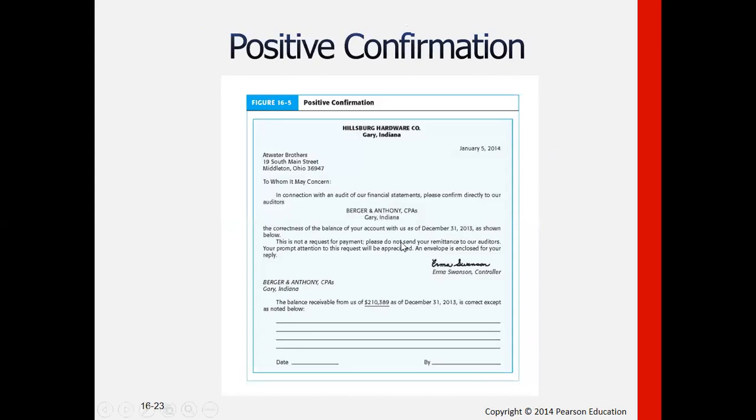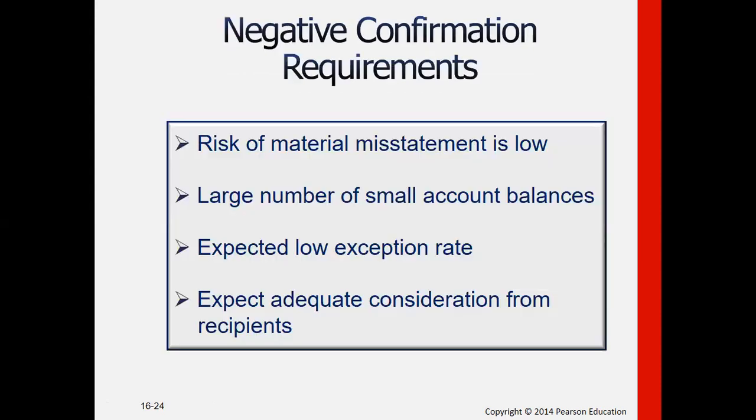Positive confirmation, here is an example. So for example, the balance here is correct, except as noted below. Really, there is a certain part here that we need a response, and this has to be returned by our customers, or the client's customers. But if, for example, there's a low response rate, we cannot do this. Negative confirmation is used if the risk of material misstatement is low.